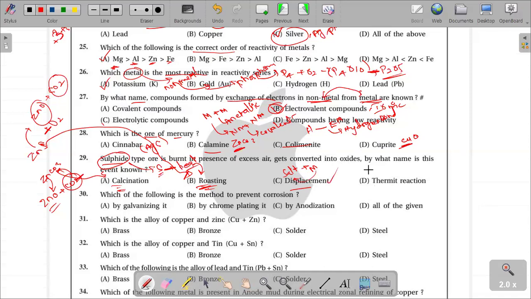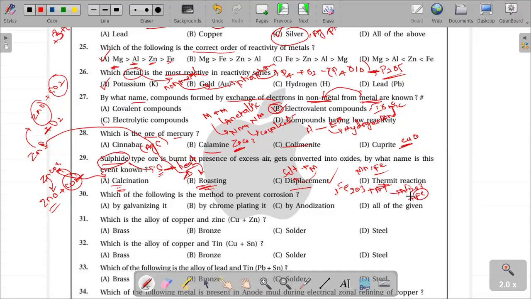Thermite reaction means only manganese and iron. In the railway track, I said yesterday, they will do the thermite reaction process. So aluminum they will take. First iron oxide, Fe2O3. Again, you should add the aluminum. Then you will get Al2O3 plus Fe.